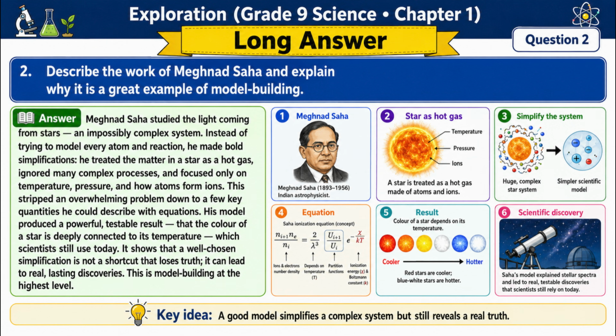His model produced a powerful, testable result, that the color of a star is deeply connected to its temperature, which scientists still use today. It shows that a well-chosen simplification is not a shortcut that loses truth. It can lead to real, lasting discoveries. This is model building at the highest level.